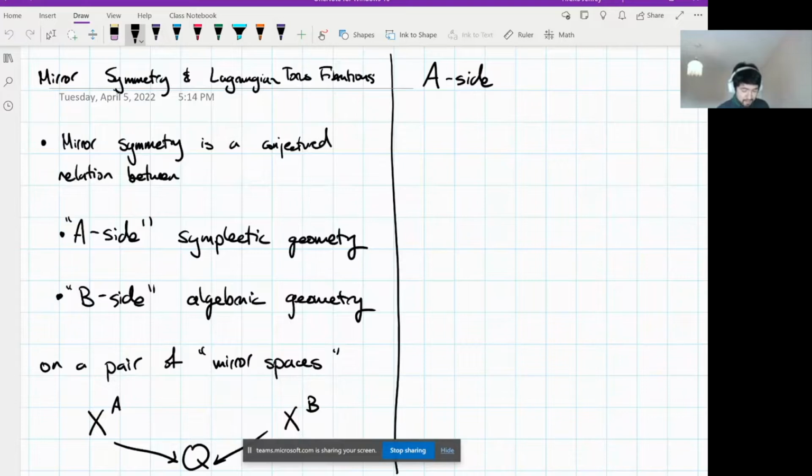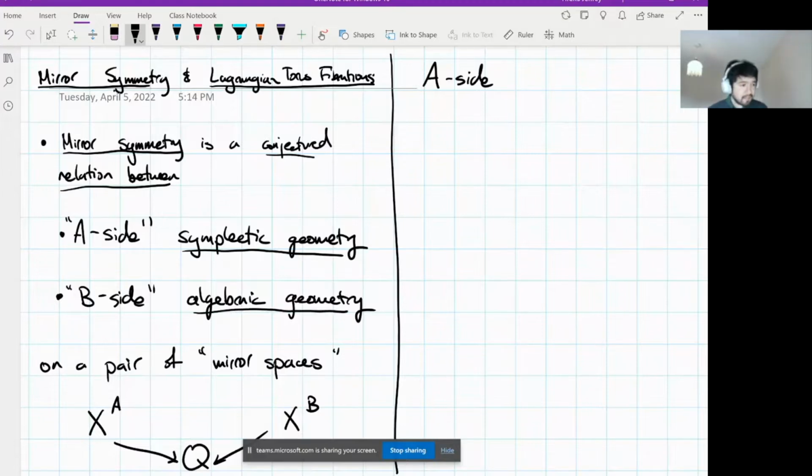Today I'll be talking a little bit about mirror symmetry and Lagrangian torus fibrations. And I want to give some very, very concrete examples of where at least my intuition for this relationship comes from. What is mirror symmetry? I feel like it's grown out to be a huge web of different pieces of interconnected mathematics, but at its core, it's a conjecture between two types of geometry, which are symplectic geometry and algebraic geometry, broadly speaking.